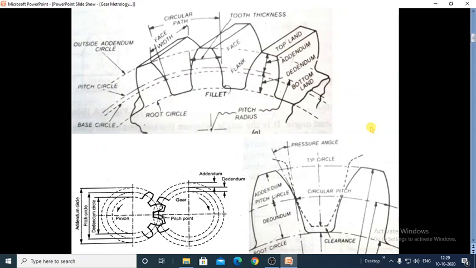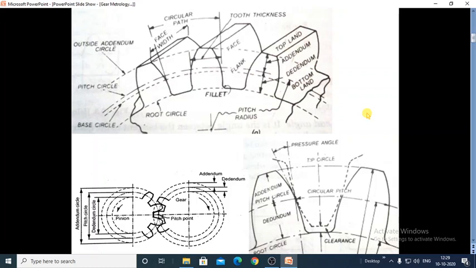Okay, so here we have seen the different terminologies. Now let us see some of the errors, the sources of error which occur in gears. There are three errors. Let us see them one by one.